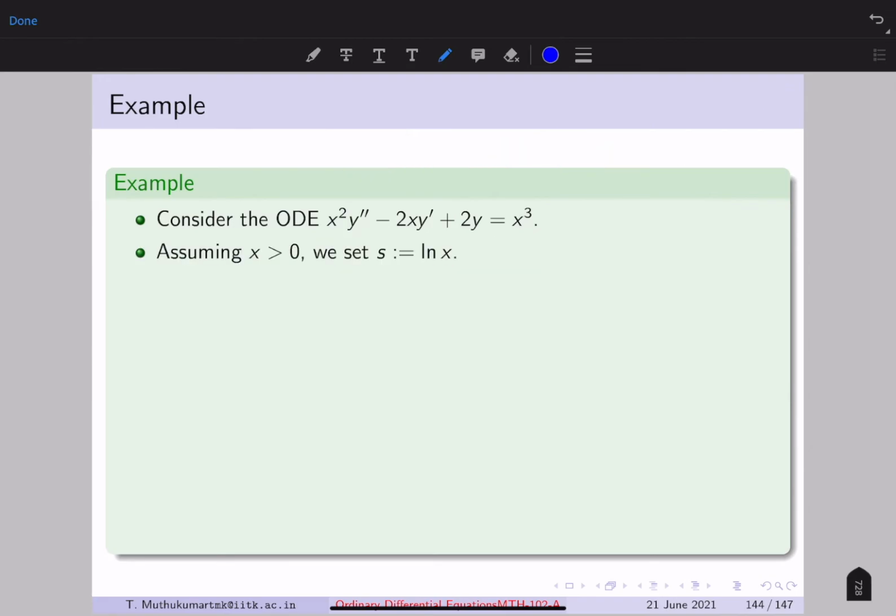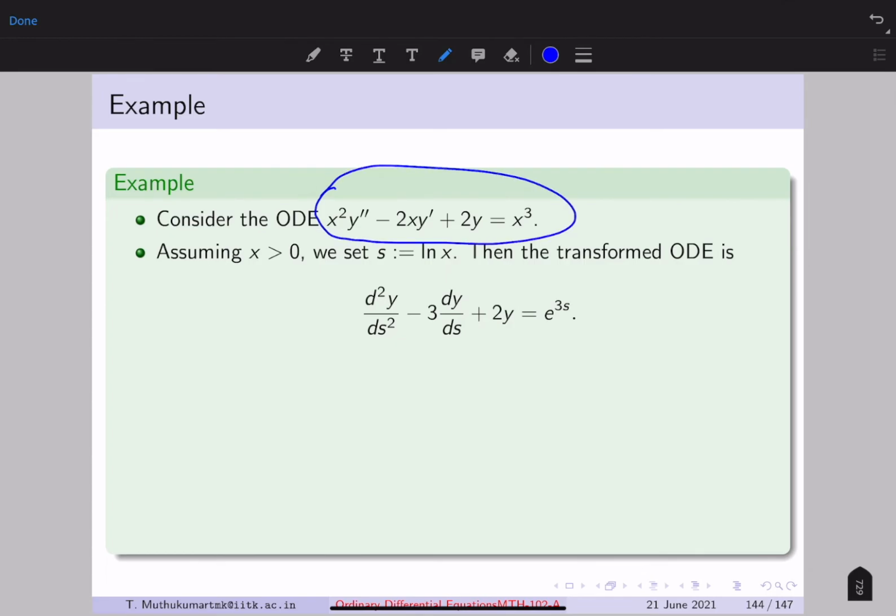So now what you do, without loss of generality, suppose your domain is in the positive real line, you introduce this change of variable, use the formula we have described, then this ODE will transform to this constant coefficient linear ODE. Right, x cube will become e power 3s. Now this is a constant coefficient linear ODE with right hand side e power 3s. You could very well use your method of undetermined coefficients.